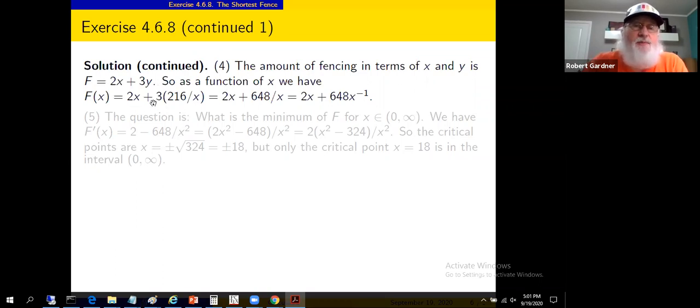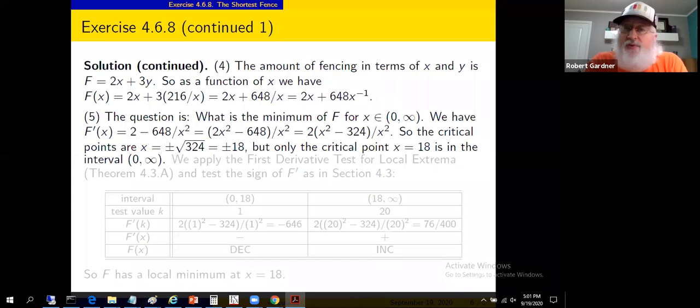We get 2X plus 3Y, 3 times 216 over X. 2X plus 3 times 216 is 648 over X. How about we write that as X to the negative 1, because we're going to be differentiating shortly. Okay, so there's the quantity we're interested in as a function of X.